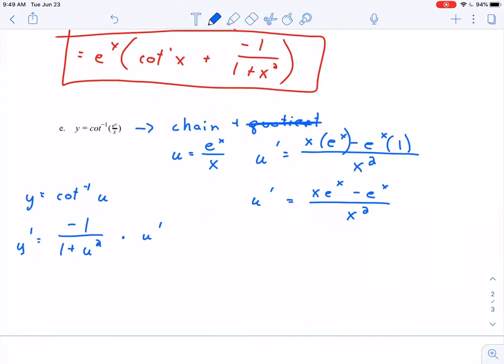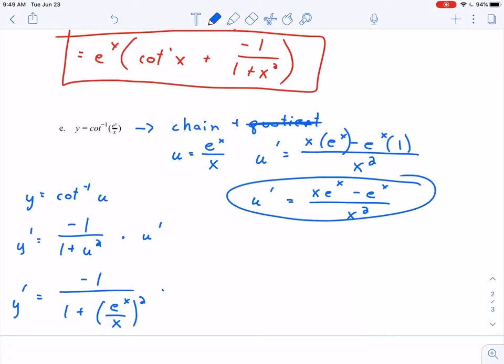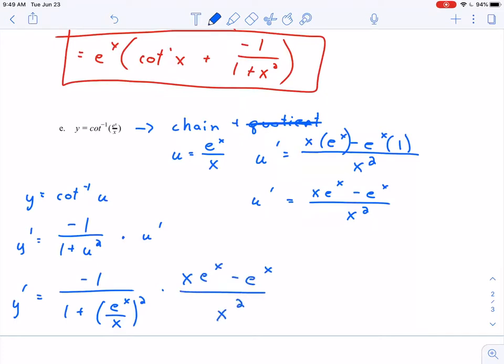And then I just need to substitute my u and my u prime into this derivative. So y prime equals -1 divided by 1 plus u squared. Well, what's u? U is e to the x divided by x. So I have 1 plus e to the x divided by x, quantity squared, times u prime. Well, u prime is this whole big derivative that we found using the quotient rule. So times x e to the x minus e to the x divided by x squared.